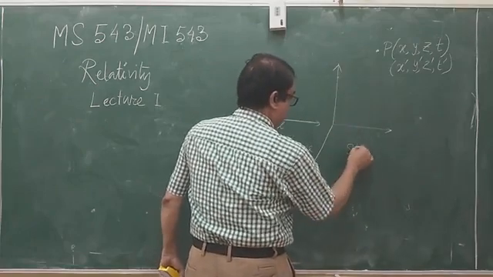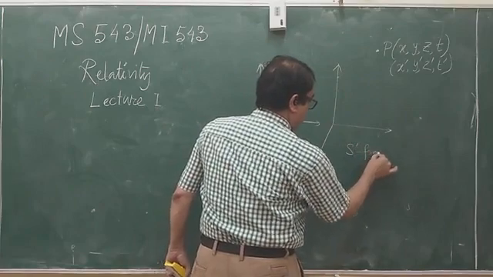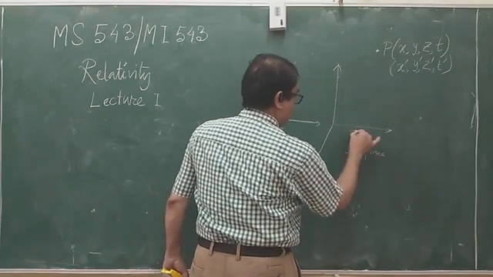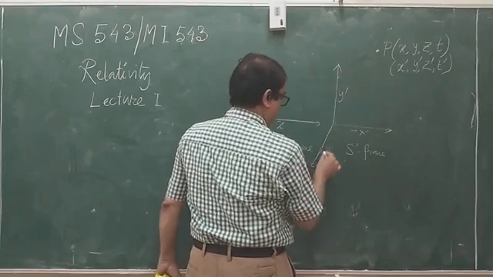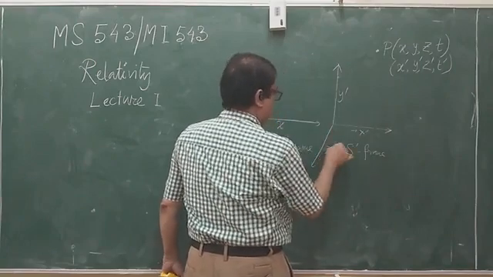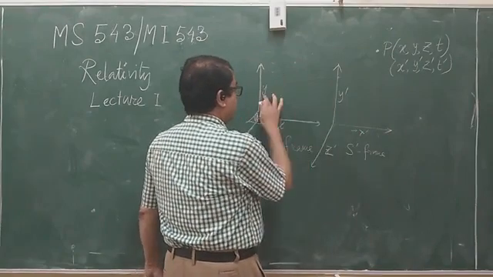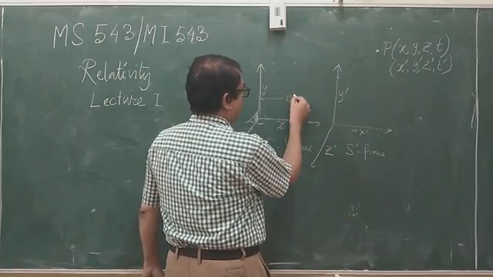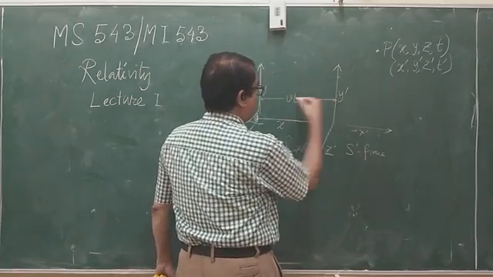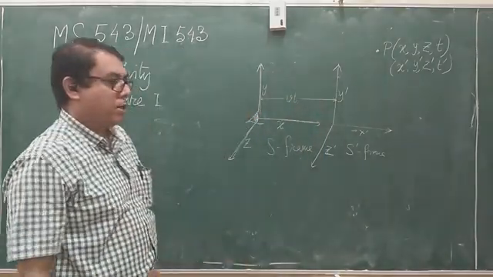And this is S dash frame. Along this is x dash, this is y dash, and this is z dash. So this is after a time t, it goes to distance. This distance is vt, where v is the uniform velocity. So what is our assumption?